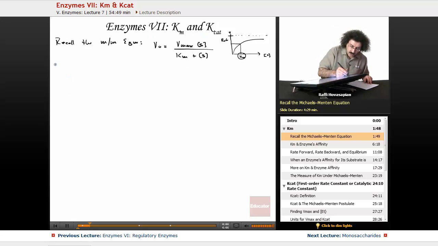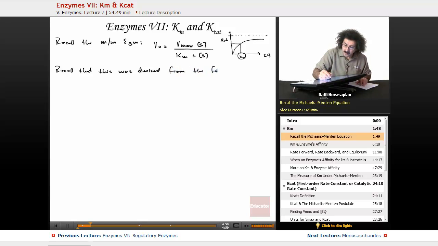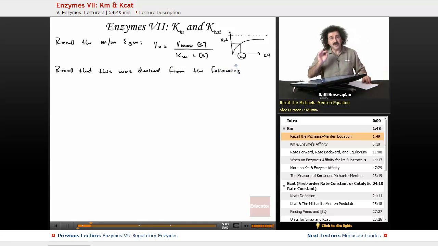Now, recall also from the derivation, because we did do the derivation, recall that this was derived from the following postulated two-step process.